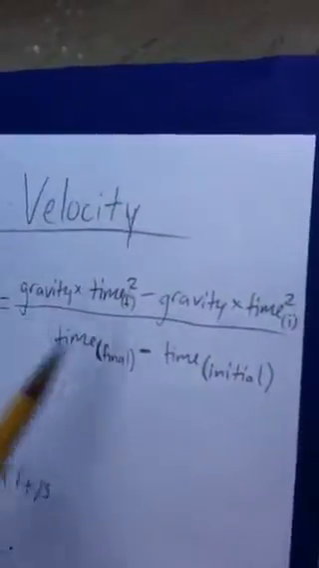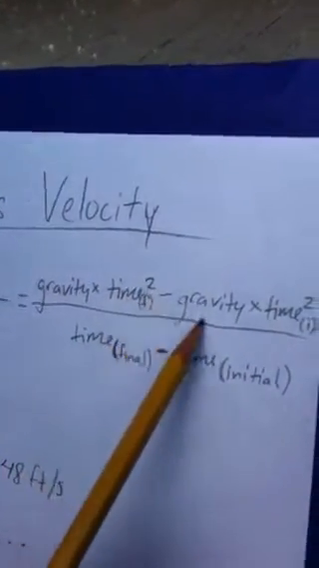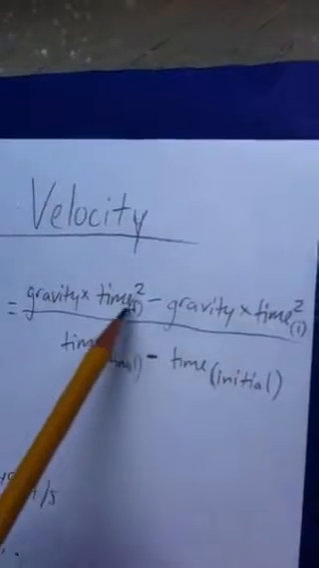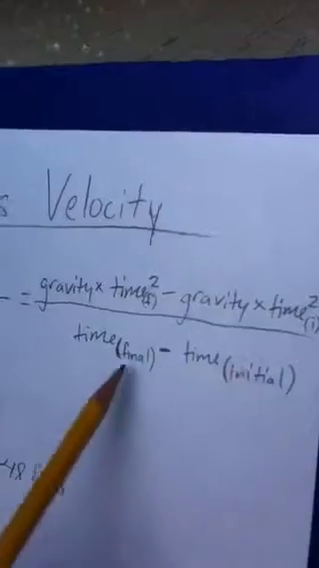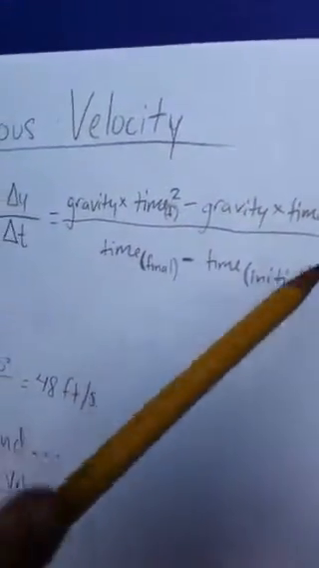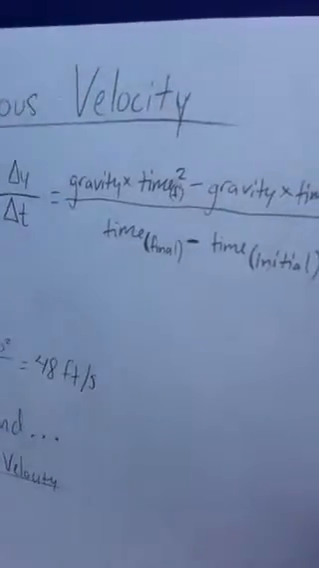So basically, here's the average velocity formula expanded. It's gravity, in this case, since a rock is falling from a cliff, times time squared minus gravity times time squared. This is the final time, and this is the initial time, as it is down here. And it's all over final time minus initial time. This is because your initial time is going to be 0, and your final time is going to be however long you want it to have been falling for to find it out.